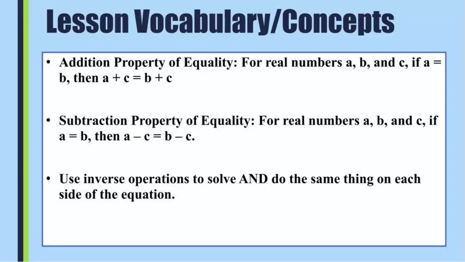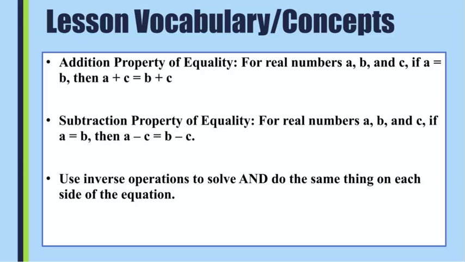The addition property of equality says for real numbers a, b, and c, if a is equal to b, then a plus c is going to equal b plus c. And the subtraction property of equality says for real numbers a, b, and c, if a is equal to b, then a minus c is going to equal b minus c.